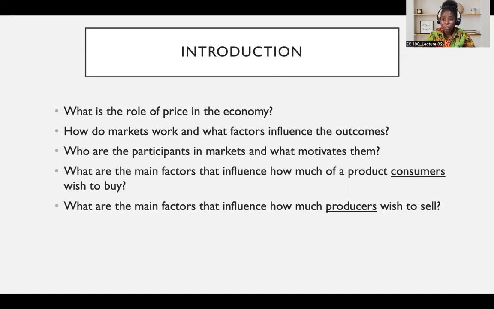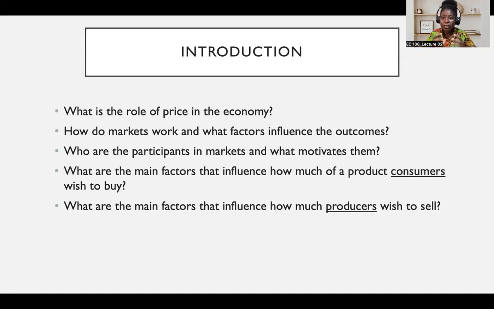That's very important for us to really understand, as well as the broader concept of how the demand and supply model works. There have to be people who participate. So who are the participants in these markets? What are the main factors that influence how much of a product consumers wish to buy? In the market, there's a common activity that happens in every market, which is exchange, that is trading. There is one who sells and the other one who buys.